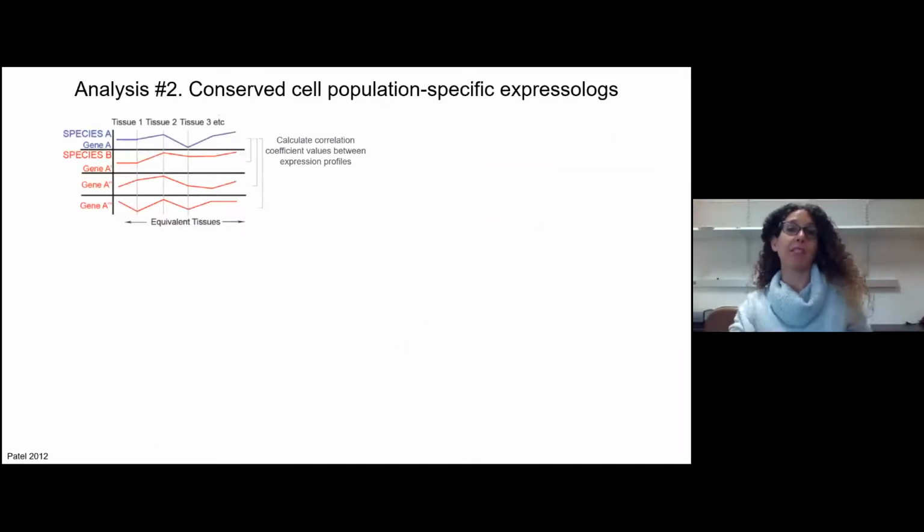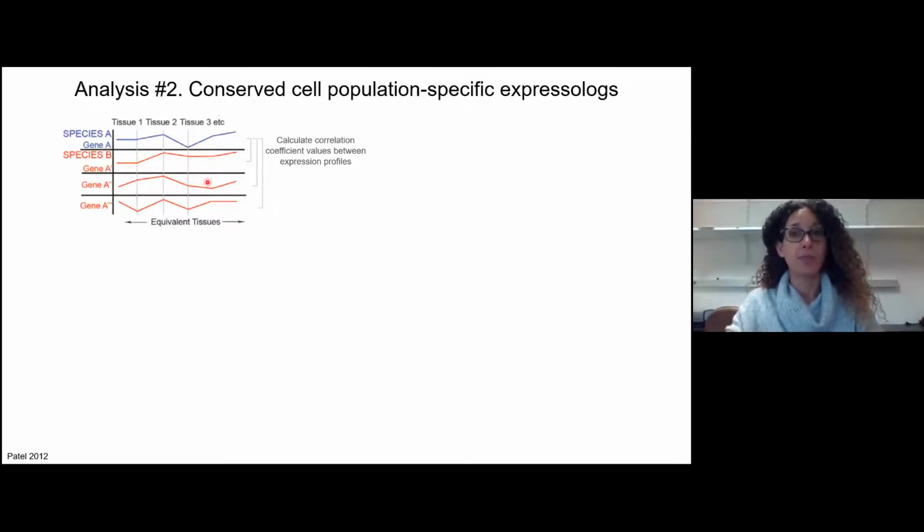To gain a better understanding of the similarities between homologous tissues, we focused on genes with conserved cell population specific expression among the three species. We started this analysis by constructing an additional fourth orthology map based on expressologs. And so what are expressologs? Well, expressologs are putative functional orthologs. These are genes that have similar sequence and similar expression pattern.